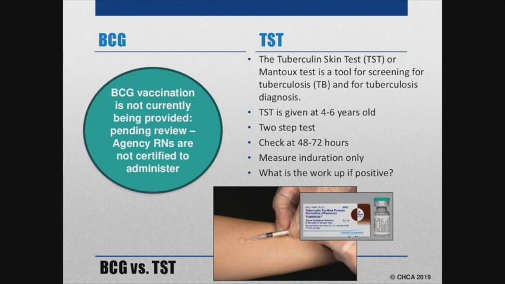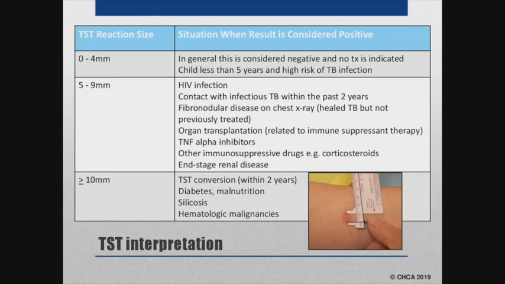So what happens if the workup is positive? It's important that if the reaction size is between 0 and 4 millimeters, in general, this is considered negative, and no treatment is indicated. But if a child is less than 5 years of age and at high risk of TB infection, then we would want to consider treatment.